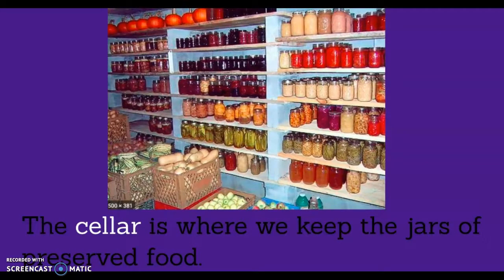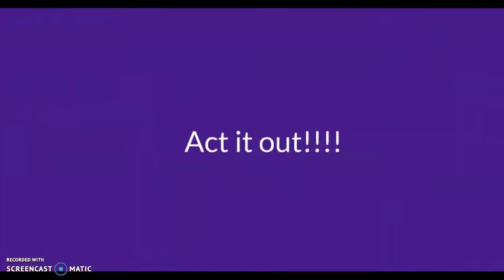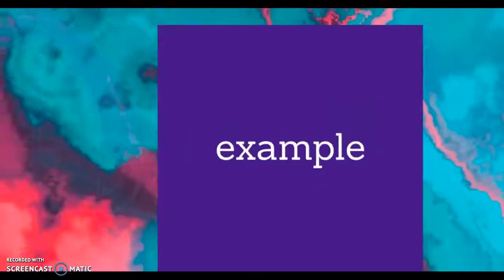My next example was, the cellar is where we keep the jars of preserved food. So maybe you have a cellar or you've seen one before and you store canned beans, canned tomatoes, jams, pickles, anything like that. Let's see if we are going to act it out. Maybe you pretend to close a lid on a jar really tight, and then you go down pretend stairs and you put it on a shelf because you're going all the way down to a cellar.